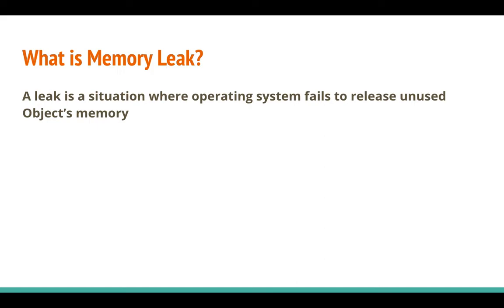So what are memory leaks? A memory leak is a situation where the operating system fails to release unused objects. So that is the memory leak. What do memory leaks mean? A memory leak means that the system fails to release unused objects' memory.